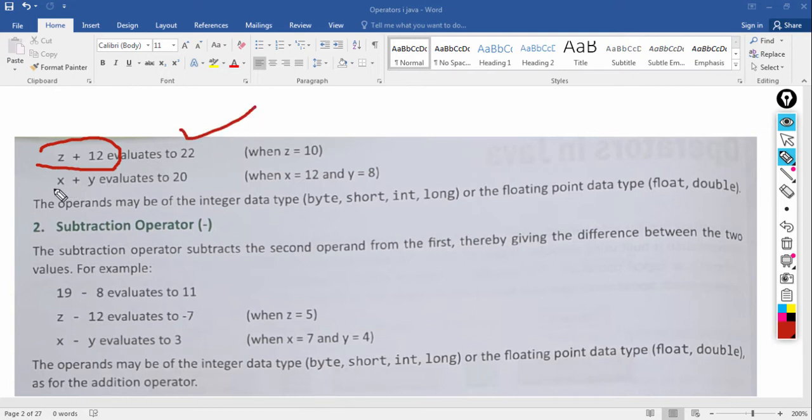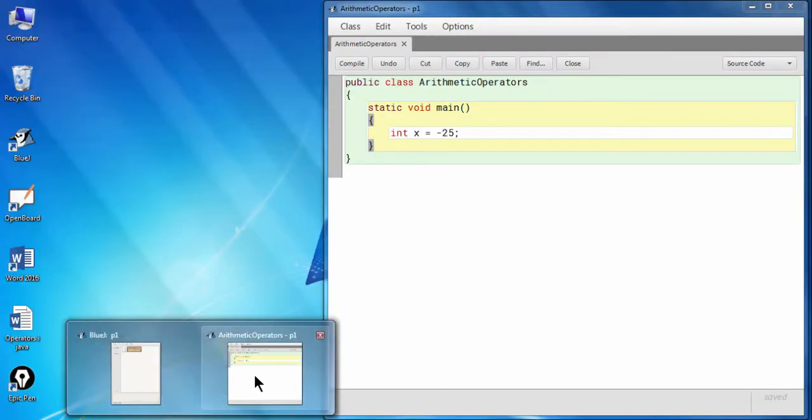So again here we have got a variable plus a variable. Remember, a variable holds a literal value. So what is the value of x here? x is 12 and y is 8. So 12 plus 8 is 20. Now remember that it is compulsory that the variable should hold some literal value.